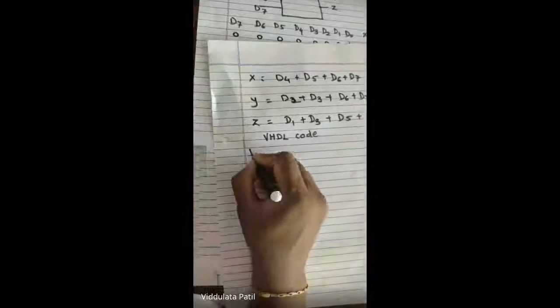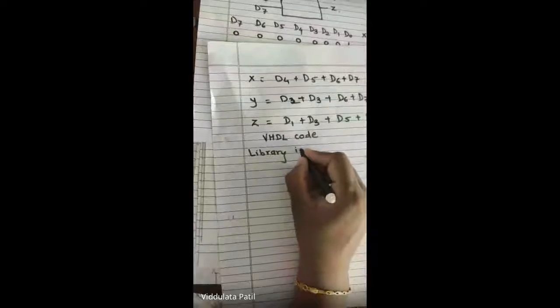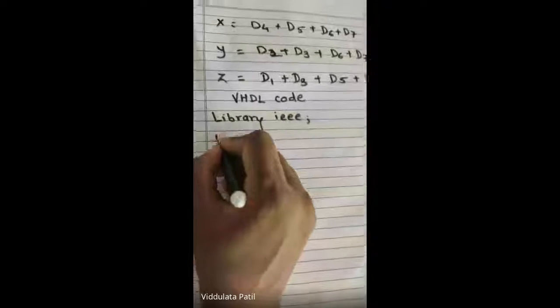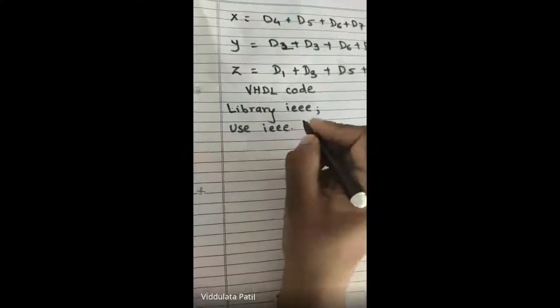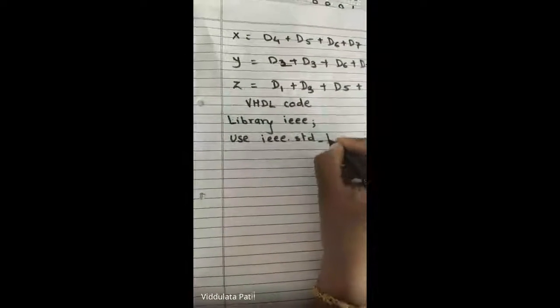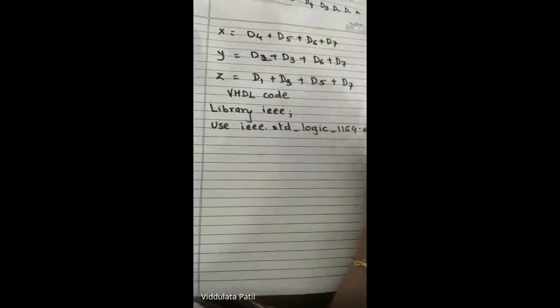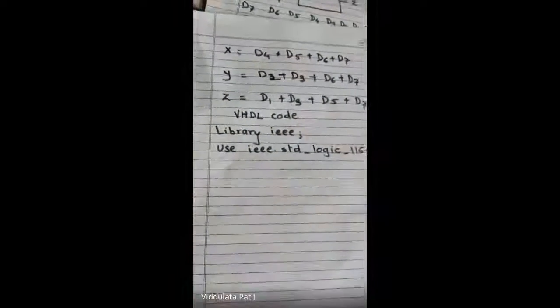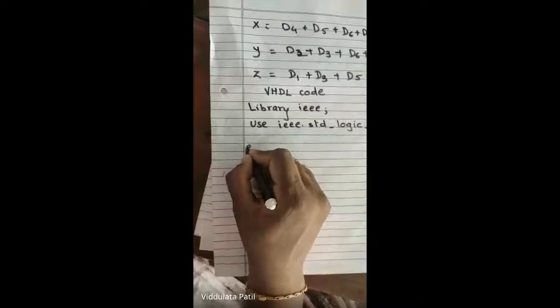We need to first declare library IEEE. Now we need to declare or add a package, so I use IEEE.std_logic_1164.all. Okay, so this is the library declaration that is over. And after that, we are going to declare the entity.